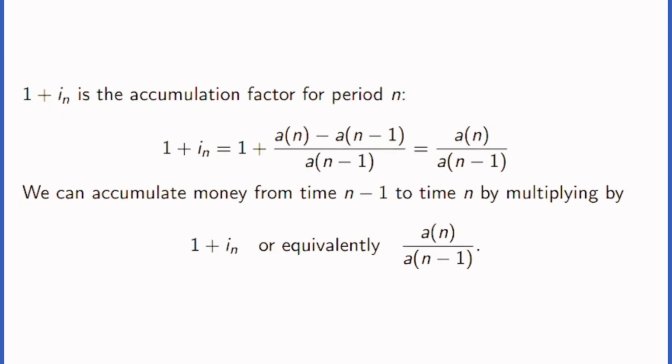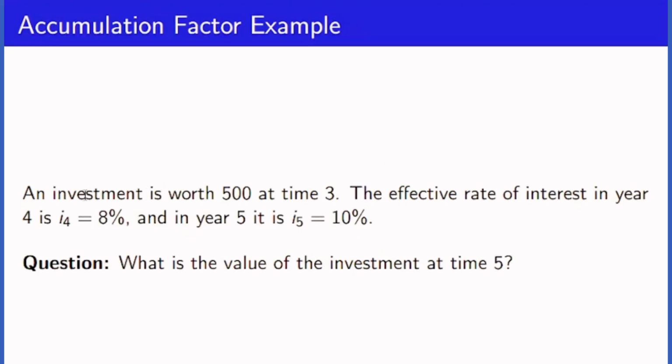Now let's do some examples. Imagine an investment is worth 500 at time 3, and the effective interest rate in year 4 is 8%, and then in year 5 is 10%. What is the value of the investment at time 5? So here we are asked to find the amount at time 5. How do I find the amount at time 5? You have to use the accumulation factor.